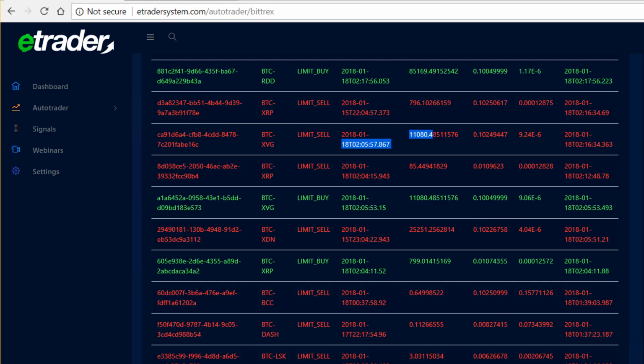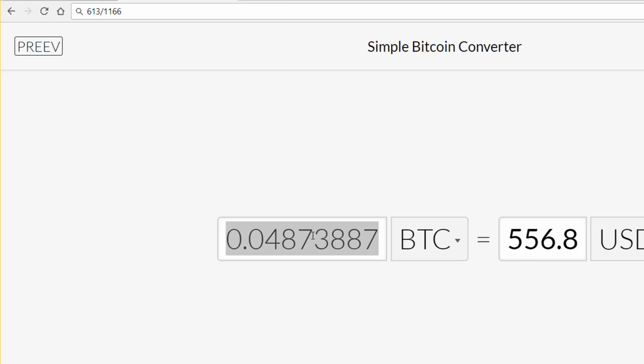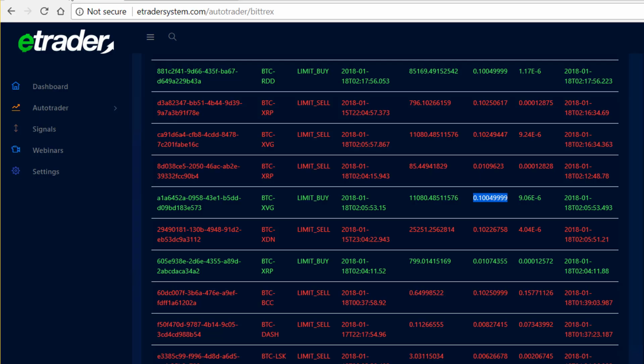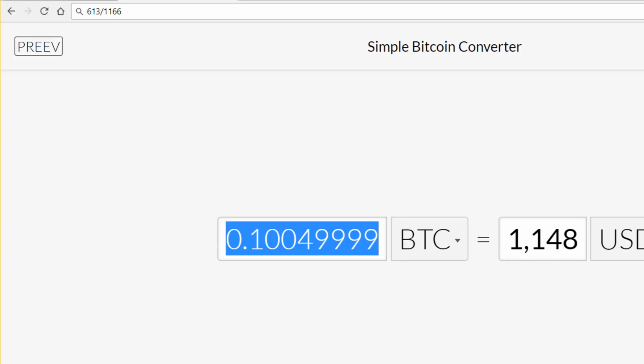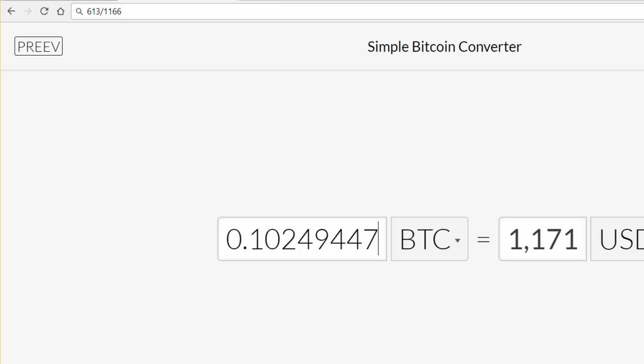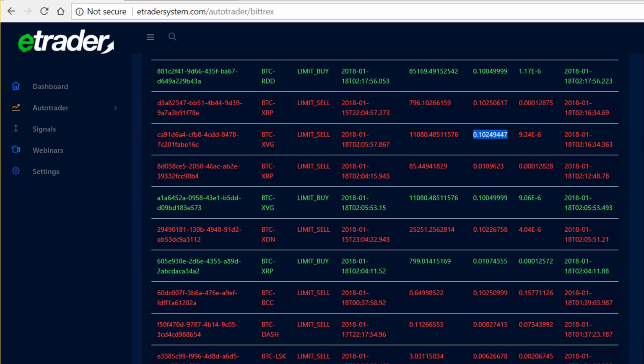Let's take this one while we've got it, since it's right in front of us. So here's the buy, 11,000 coins. We have $1,100 spent on that trade, and it looks like it turned right around and sold it. And here we have, it was a 1148, 1171. So there's like a $23 gain. XVG. Let's see if we can still find that other one.